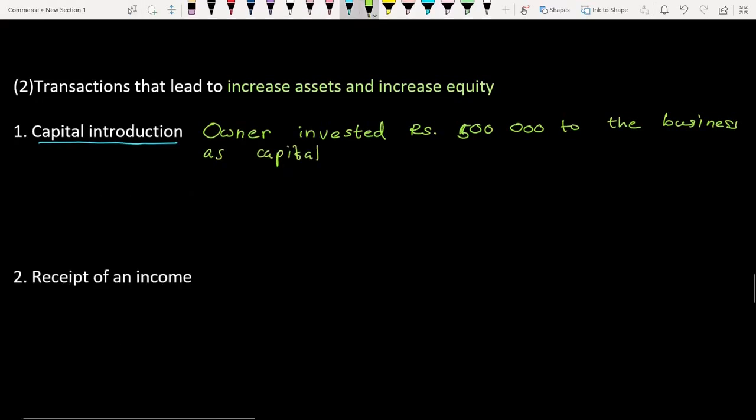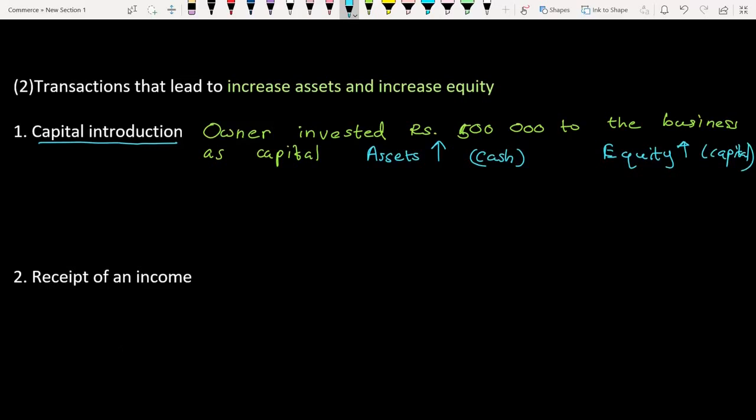Now, what happens due to this transaction? Definitely, the assets of the business will increase because the asset called cash increase due to this transaction. On the other hand, the equity of the business. Equity is the value of assets belongs to the owner of the business. Equity will also increase because of this capital.